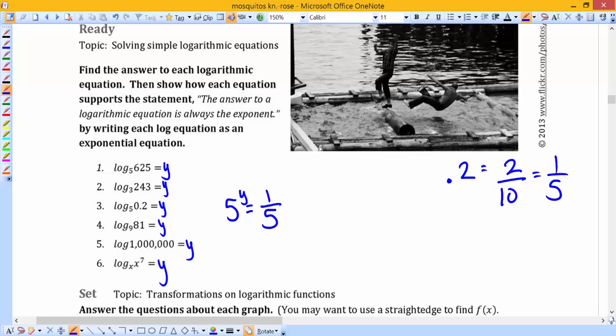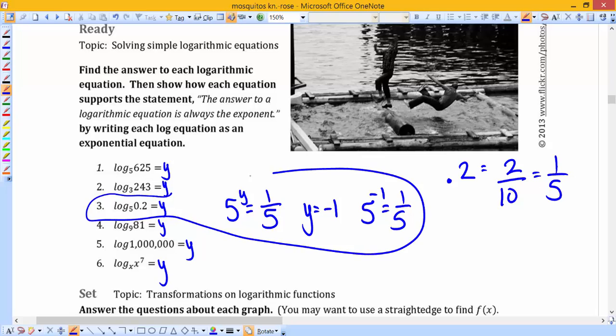Now I can use my mental math. Since I have a fraction, my exponent has to be negative. So 5 to the what is 5? 1. So y equals -1. So I found the answer. Now I'm going to show the statement, or show this in exponential form. So to prove it, 5 to the -1 equals 1/5. So that's all of the work that I need for number 3.